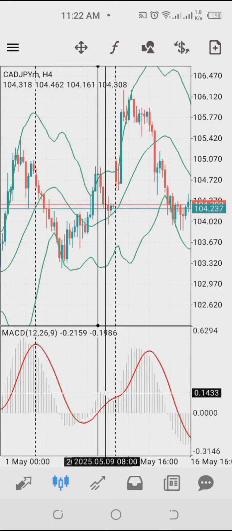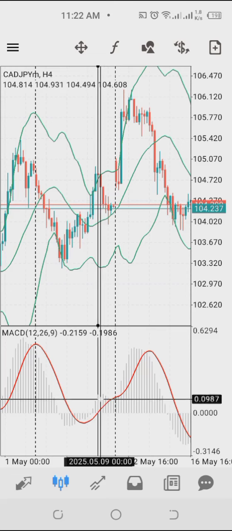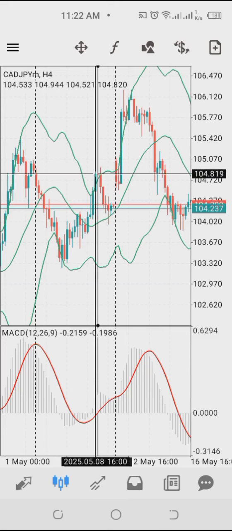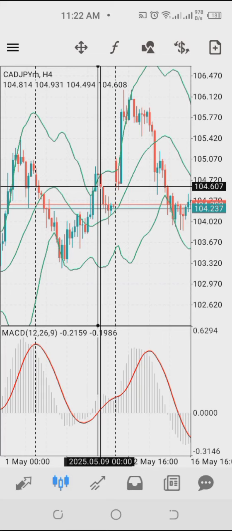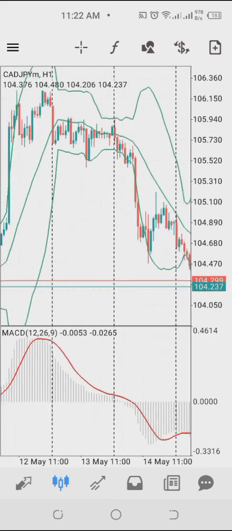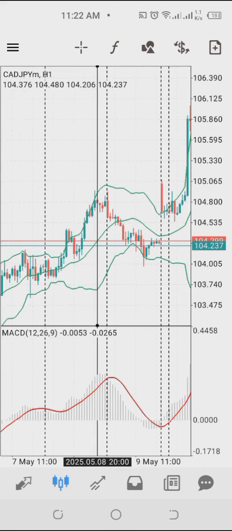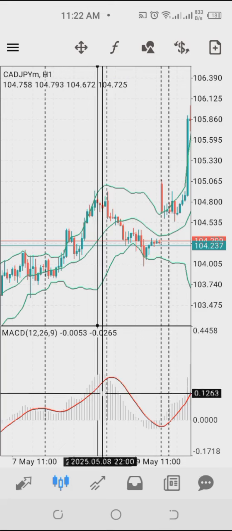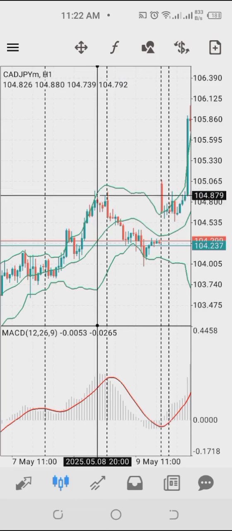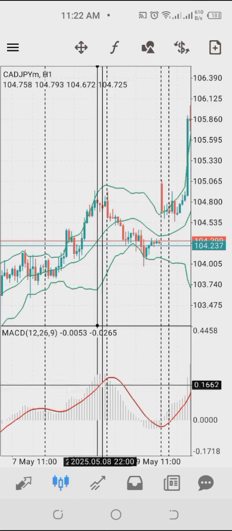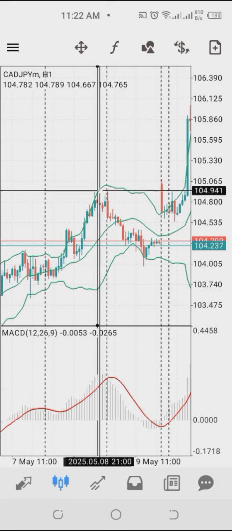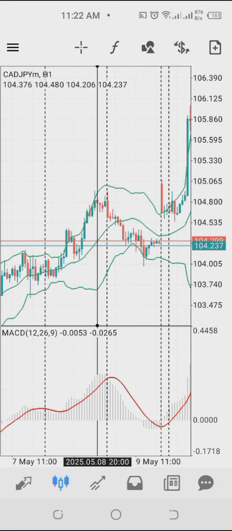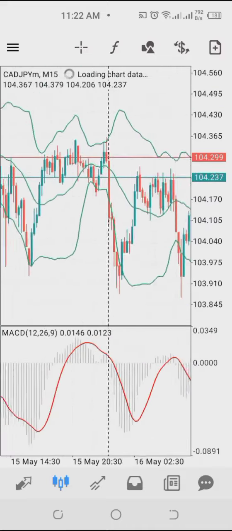Firstly, you need to ensure that we have MACD above the zero line, and on the Bollinger Band part, price needs to be out of the upper Bollinger Band. Immediately after that, we'll move straight to the H1 time frame, guys. On the H1 time frame, remember what I said, same thing: MACD above the zero line, while on the Bollinger Band part, price should also be out of the upper Bollinger Band. Then we'll go to our M15.